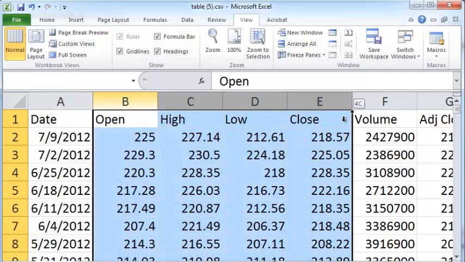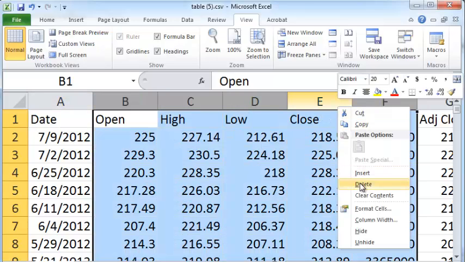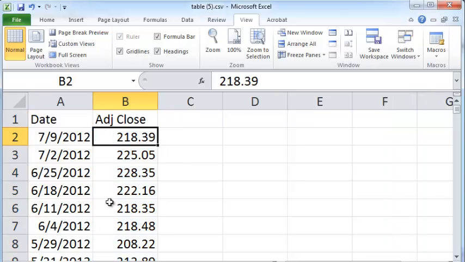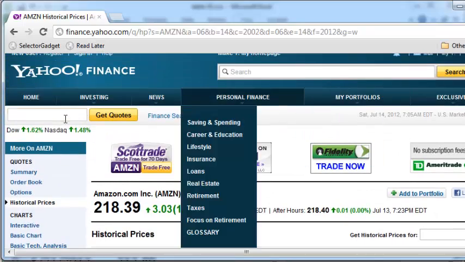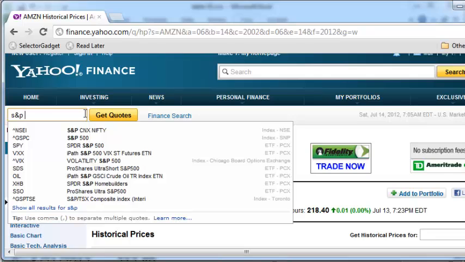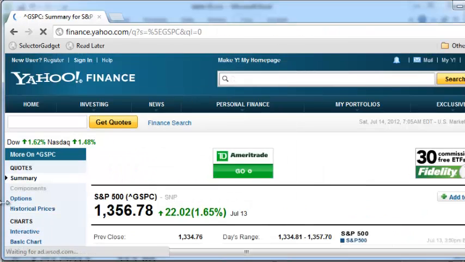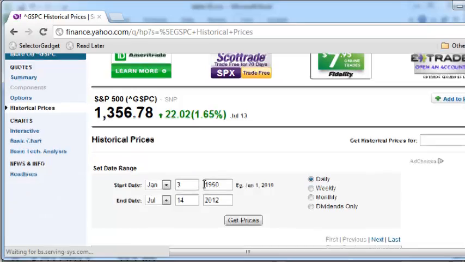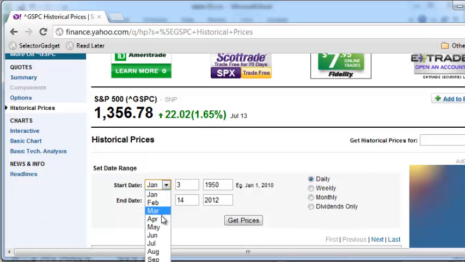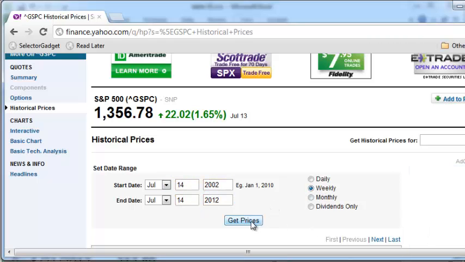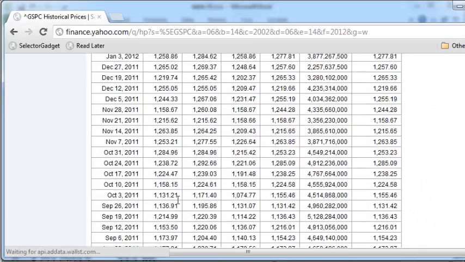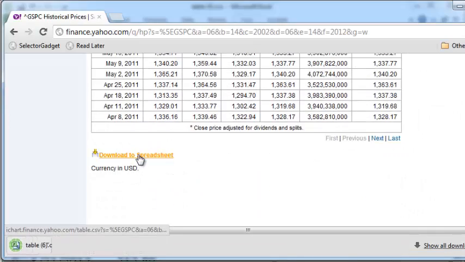Now we can delete all information other than the adjusted close, and next we can download information from the S&P 500, again historical prices, July 14th 2002 and weekly, get prices, download the spreadsheet.